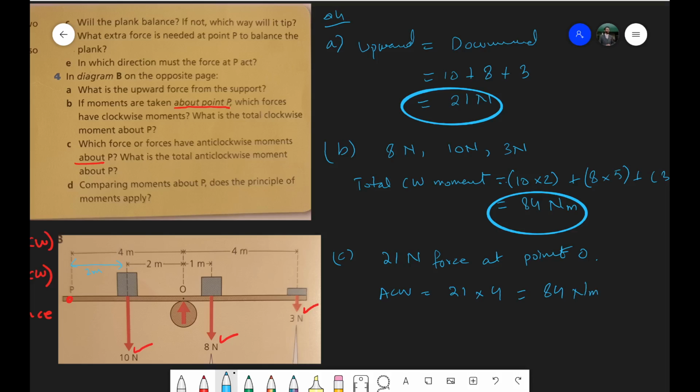Last part asks, comparing moments about P, does the principle of moments apply? Well, yes, because anti-clockwise moments are all equal to clockwise moments. Both the clockwise moments and anti-clockwise moments are equal. That is why the principle of moment must apply here.